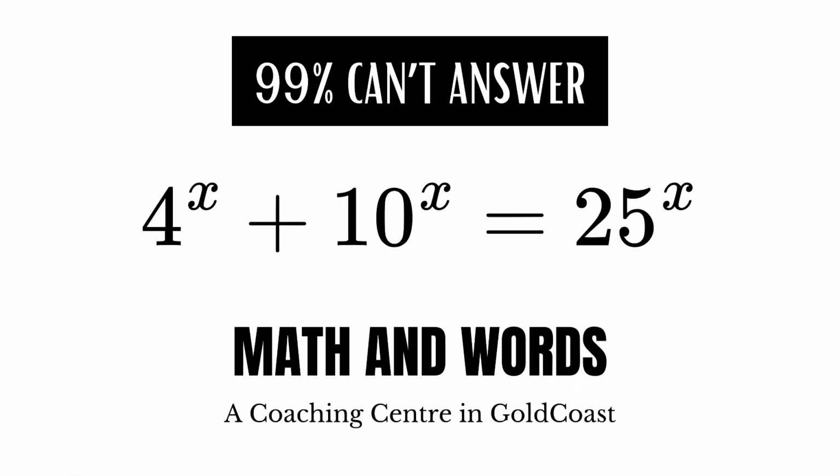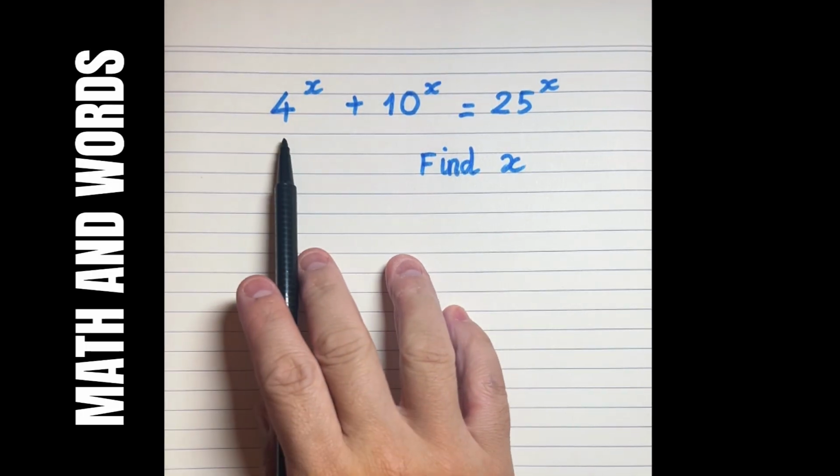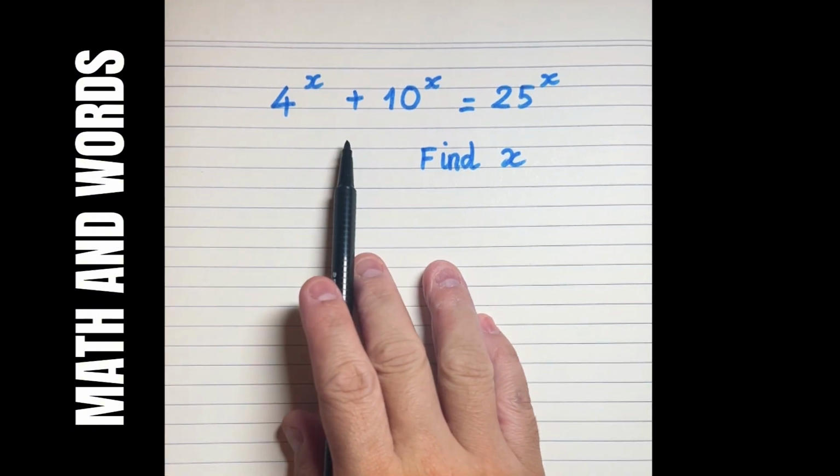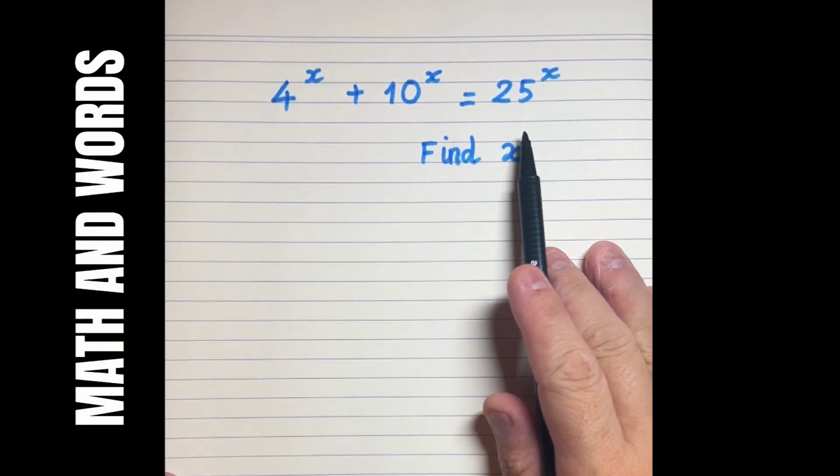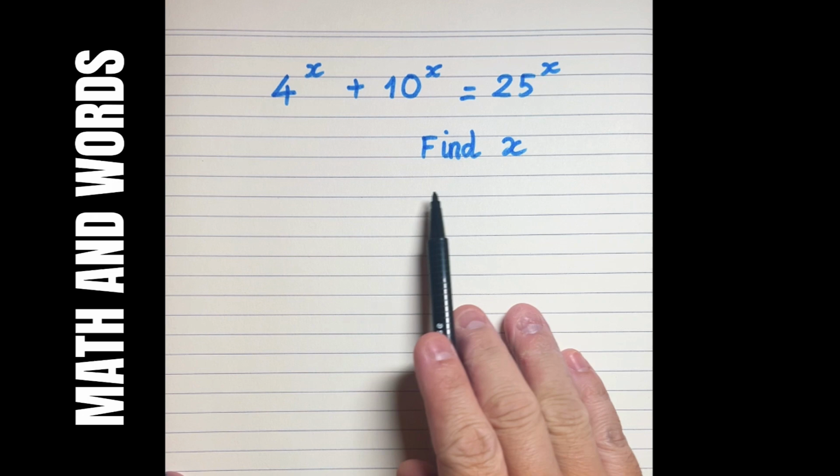Think you're part of the 1%? Prove it with our question from Math and Word. We have the equation 4 to the power of x plus 10 to the power of x equals 25 to the power of x, and we need to find x.